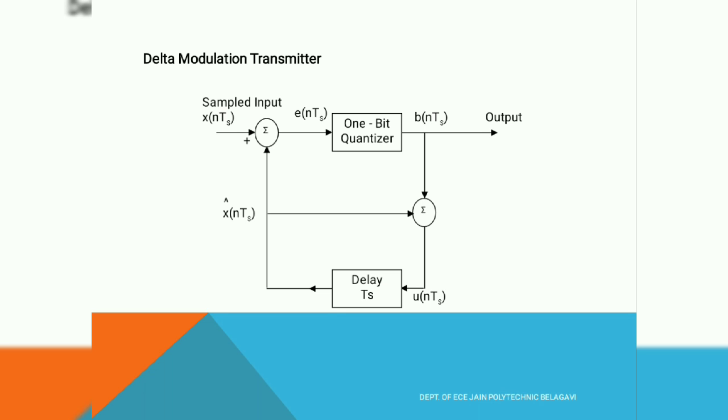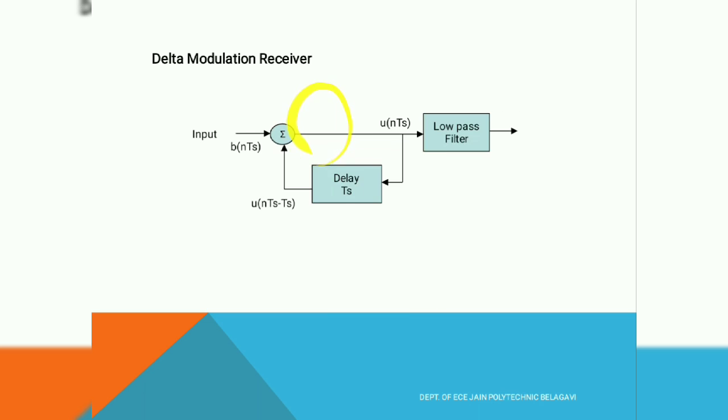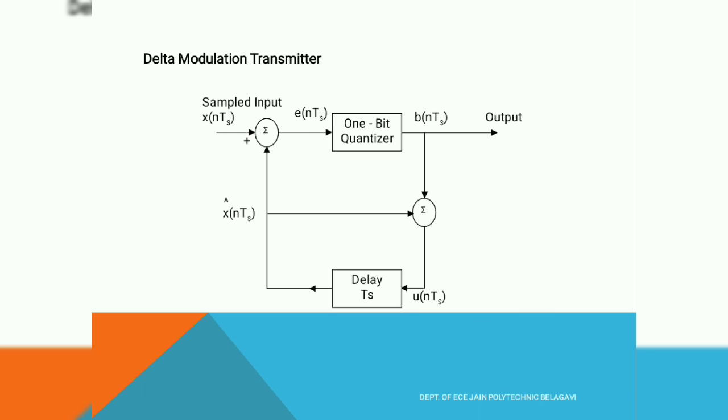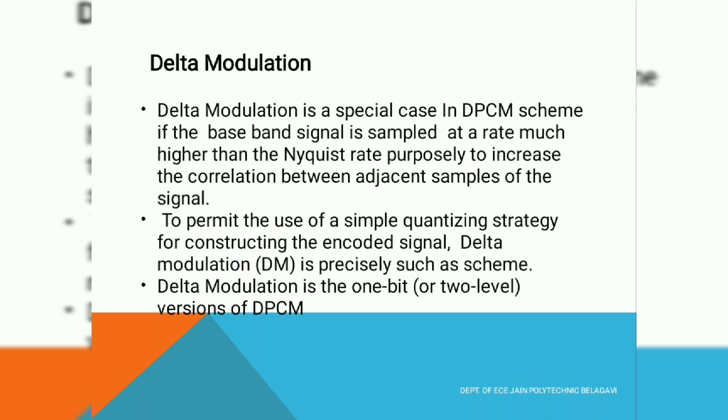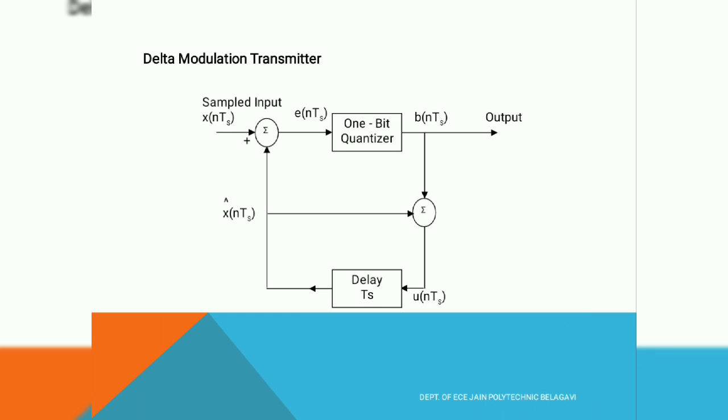What exactly we are doing here: e(nTs) is the error signal, and that error signal is encoded. Whatever error we get is to be encoded. How exactly is the error signal obtained? It is the difference between x(nTs), the sampled input signal, minus the quantized signal.